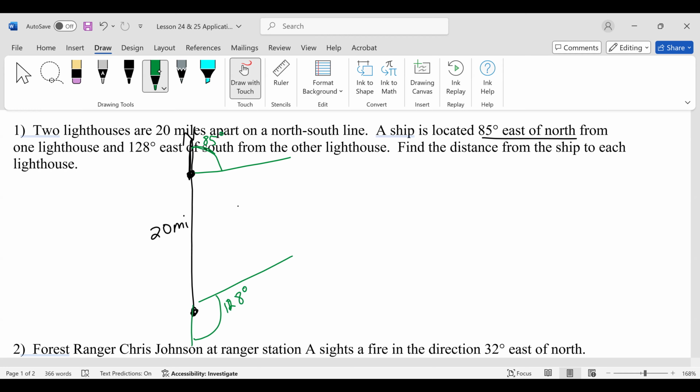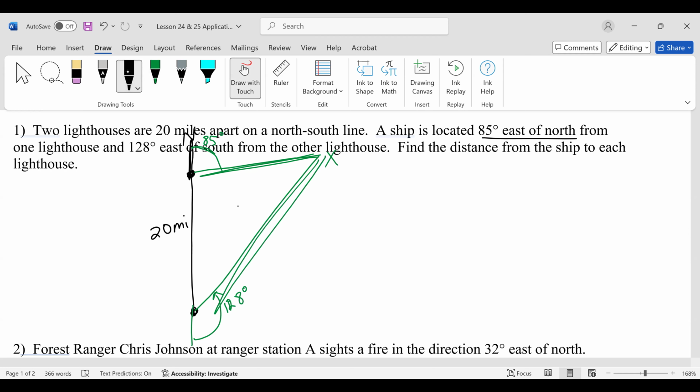Okay, so let me draw this a little better so I can make my triangle. There we go. All right. Is that okay so far? How we set it up? So that's my triangle. Find the distance from the ship to each lighthouse. So the ship is out here, and I need to find the distance from here to here, and the distance from here to here.